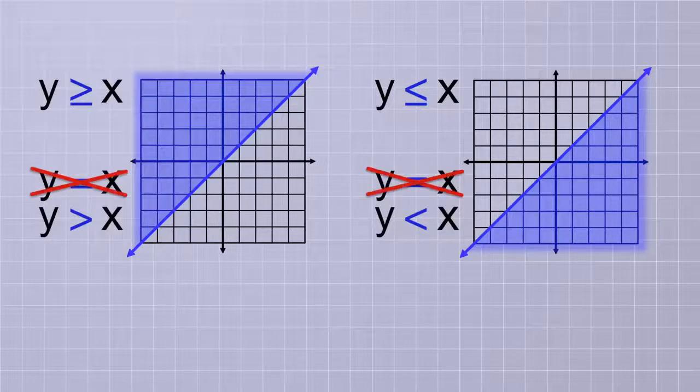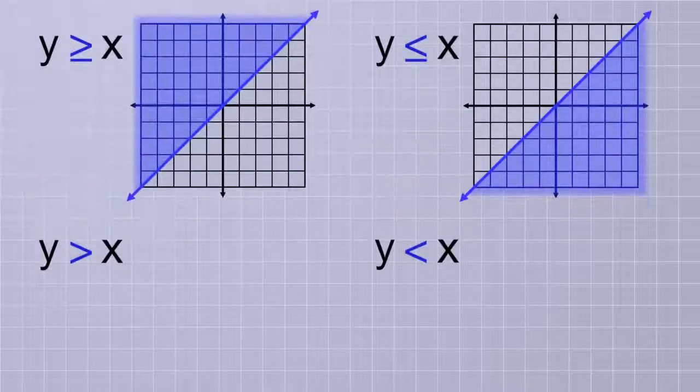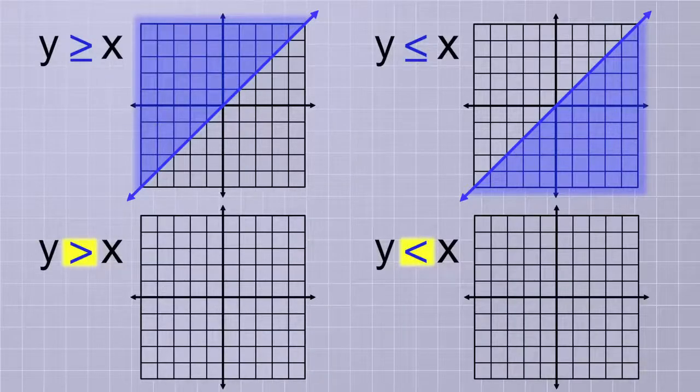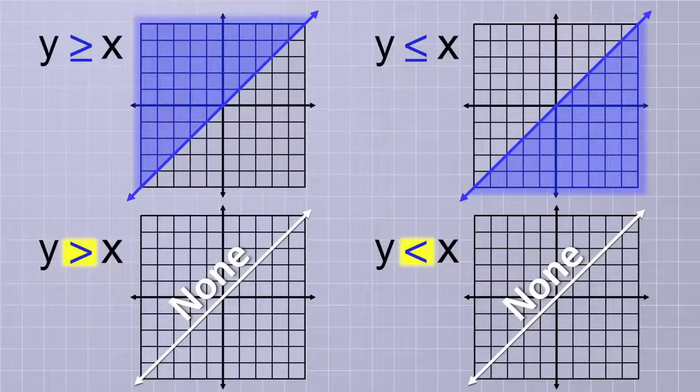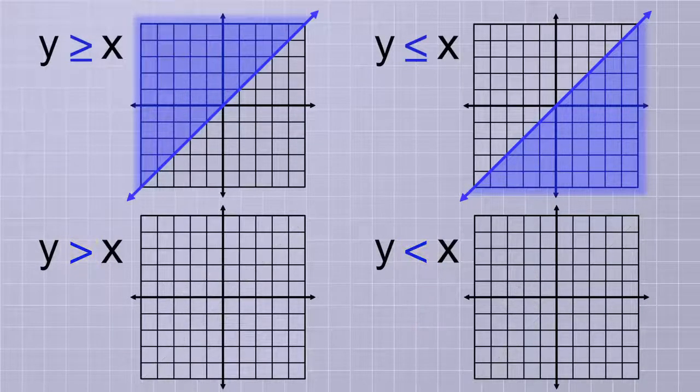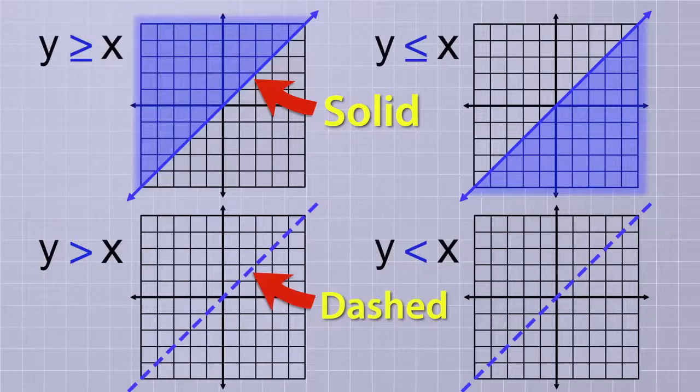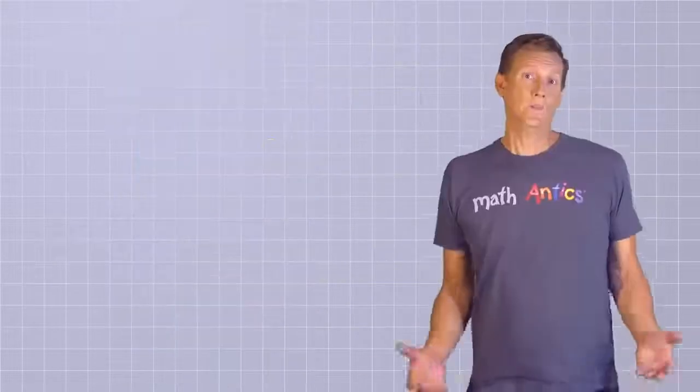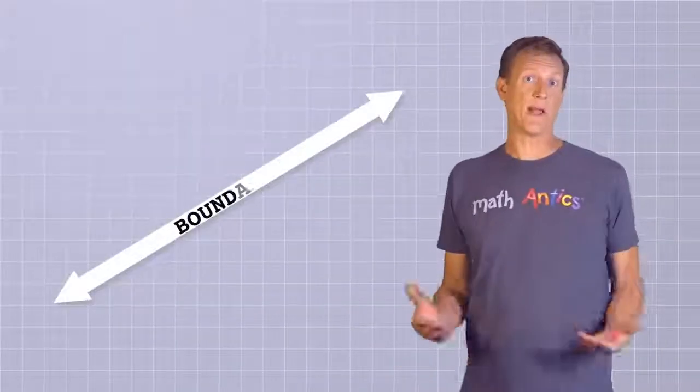So what if we got rid of those equal signs and just used the pure greater than and less than signs instead? In those cases, none of the points exactly on the y equals x line would be a solution to the inequality. But how can we show that on our graph? Well, the convention is to draw a solid line when the points exactly on the line are included, but draw a dashed line when they are not included. Basically, the line serves as a boundary.